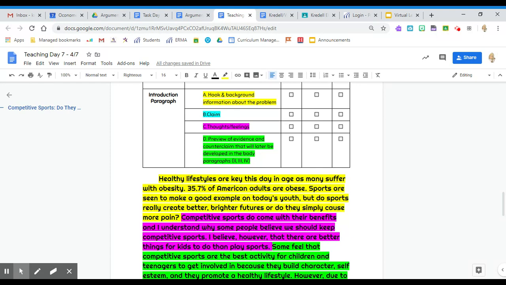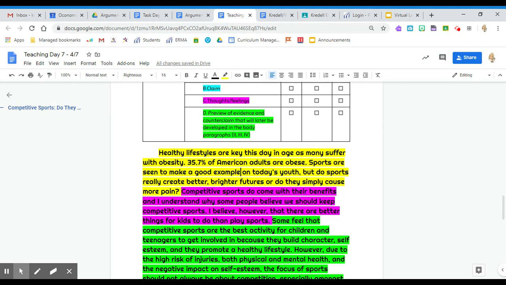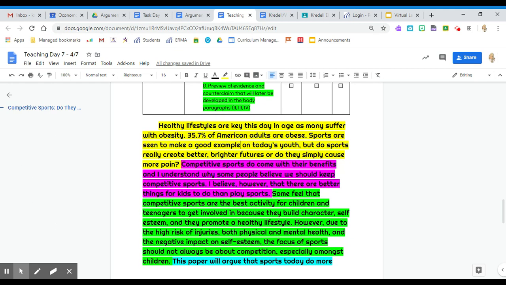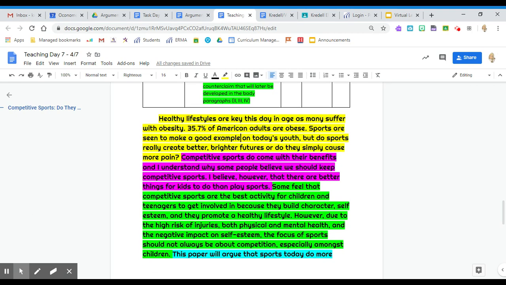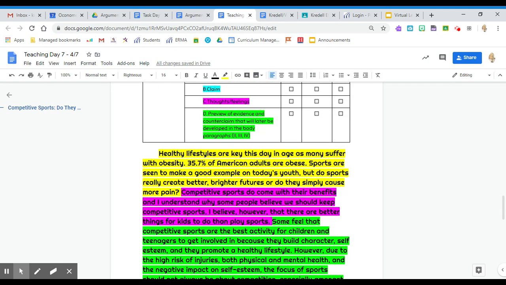Competitive sports do come with their benefits, and I understand why some people believe we should keep competitive sports. I believe, however, that there are better things for kids to do than play sports. It's my thoughts, my feelings, my opinion. Some feel that competitive sports are the best activity for children and teenagers to get involved in because they can build character, self-esteem, and promote healthy lifestyle. However, due to the high risk of injuries, both physical and mental health, and the negative impact on self-esteem, the focus of sports should not always be about competition, especially amongst children.